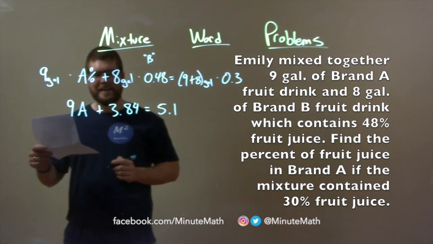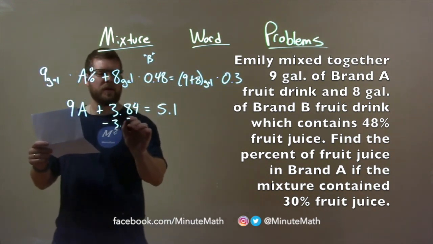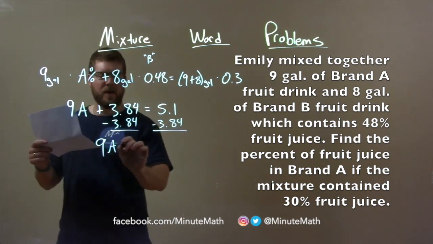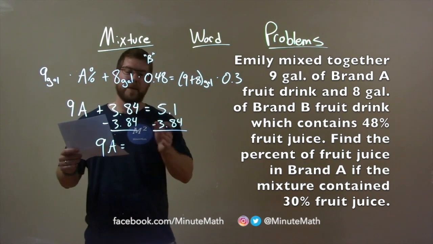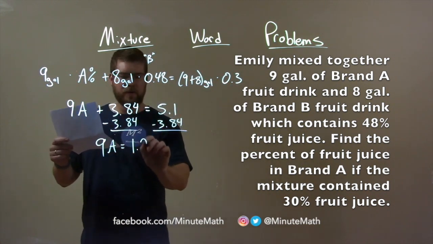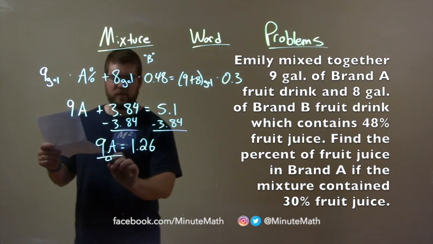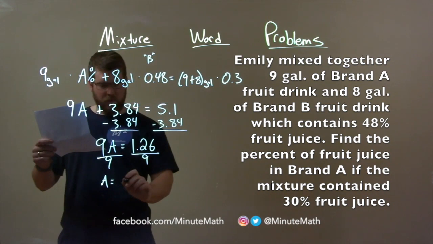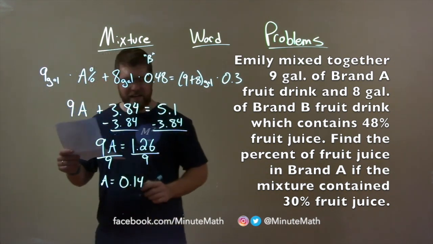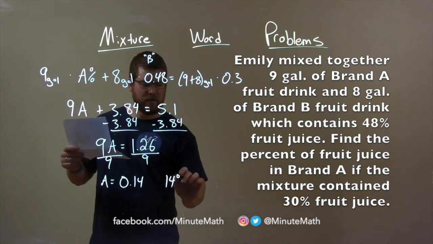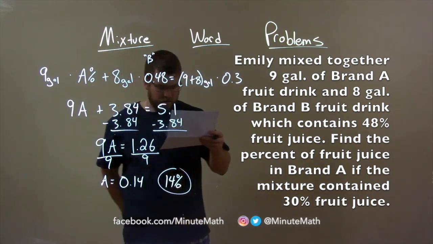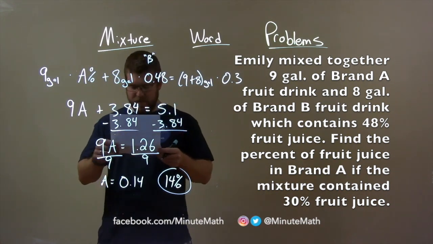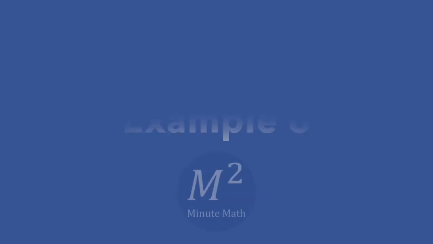Now we're solving for A. Subtract 3.84 from both sides, and we have 9 times A is equal to 5.1 minus 3.84, which is 1.26. Divide both sides by 9, and we get the decimal for A, which is 0.14, which as a percent is 14%. And so our final answer is that brand A contained 14% fruit juice.